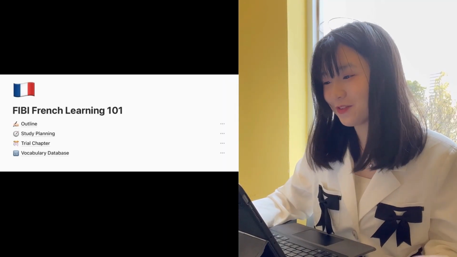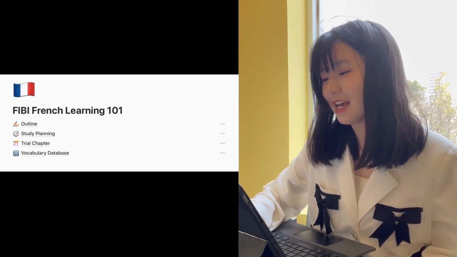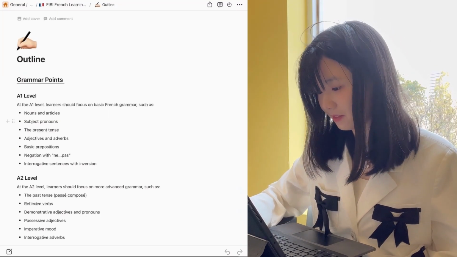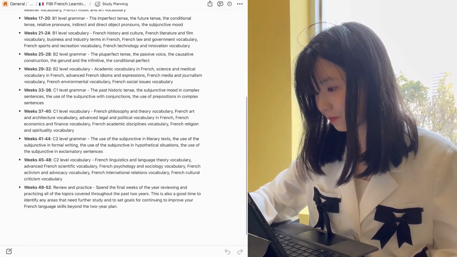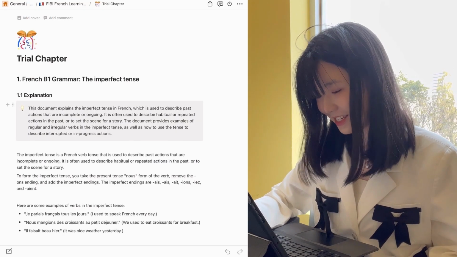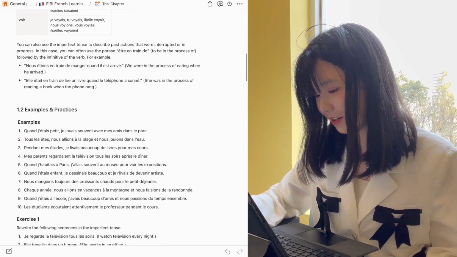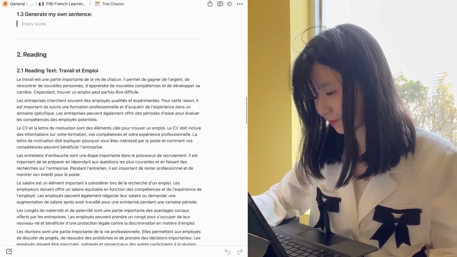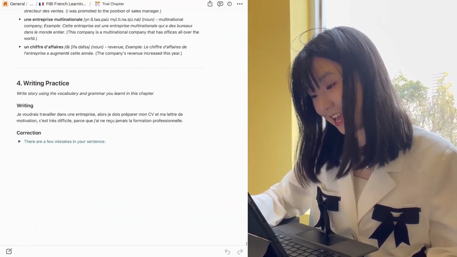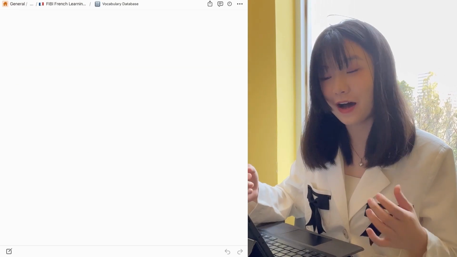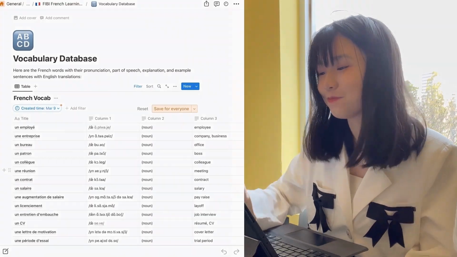Now let me show you the result. These are all things I've created within half an hour. And here is the outline, the study planning, the trial chapter. The trial chapter includes grammar, reading, vocabulary, and writing. Also, I've integrated all the vocabularies into my vocabulary database.